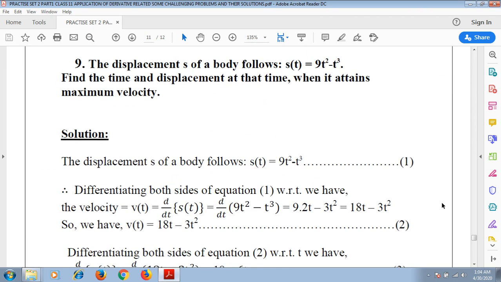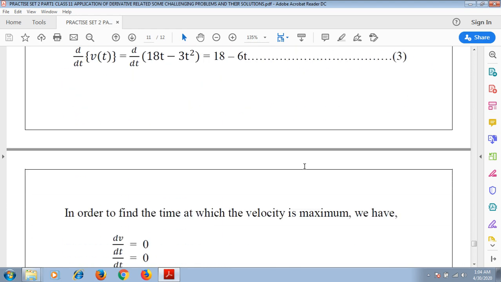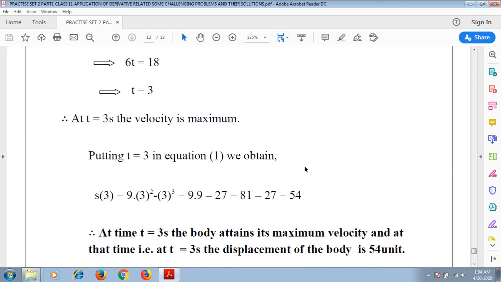What is equation 1? It is the displacement equation, s(t) equals 9t square minus t cube. We need to find out the displacement at the time when it attains the maximum velocity. So we have already found that at t equals 3 seconds, the velocity function attained its maximum value. So we are putting t equals 3 seconds in the displacement function, and we have found that s(3), that is displacement at t equals 3, equals 9 into 3 square minus 3 cube.